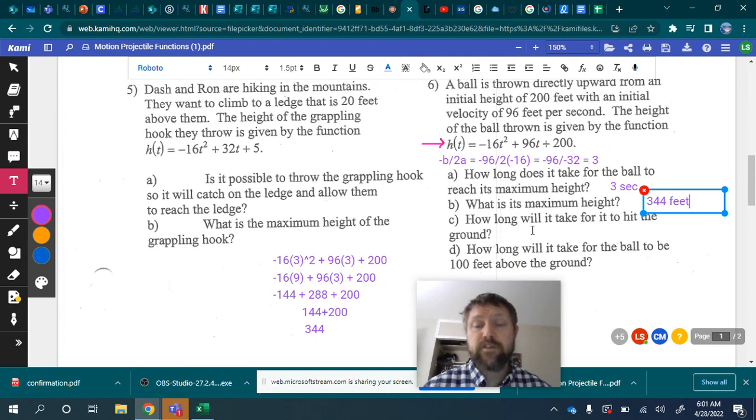All right. Let's take a look at part C. How long will it take for the ball to hit the ground? Now, this is the one that we used Desmos for yesterday. I'm going to show you a different way to do this without Desmos. Desmos is like a computer that just finds the answers for you, right?